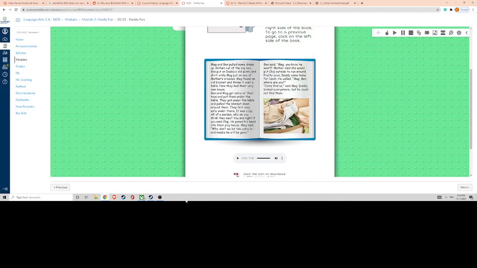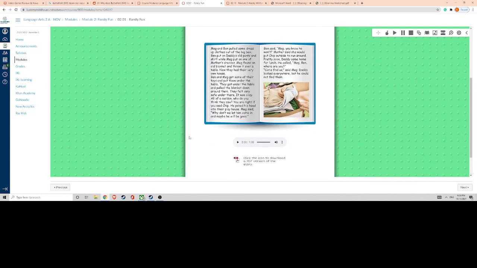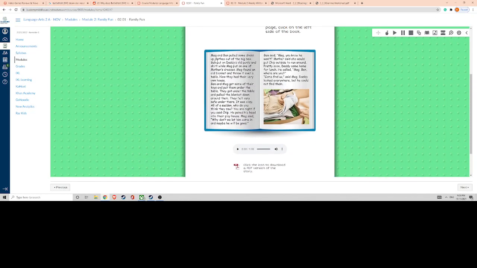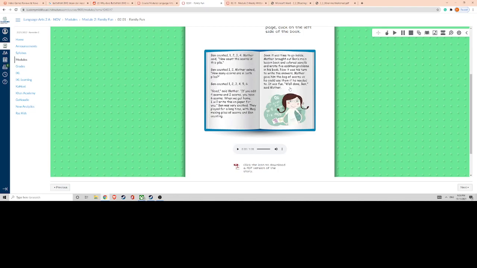Okay, we will continue. Okay, so we reached here. This story you have to read it by yourself. It is about Meg and Ben. So you have to read it and understand it. It's a short story.